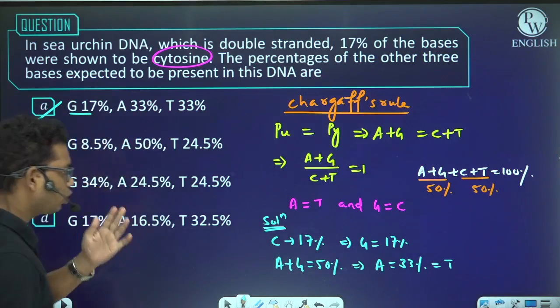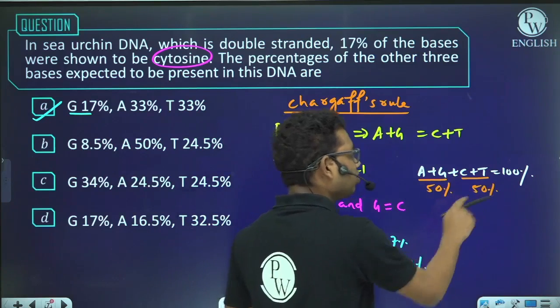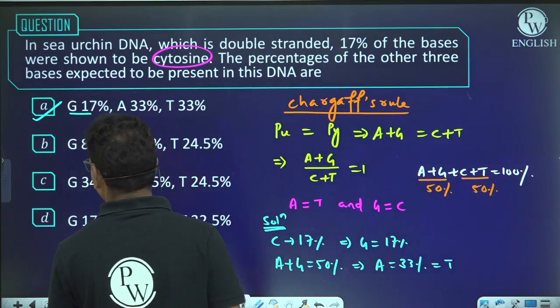Okay. So the thing which you have to remember is, in this case, A plus G is 50% and C plus T is 50%. Okay. This is very simple. Now next question.